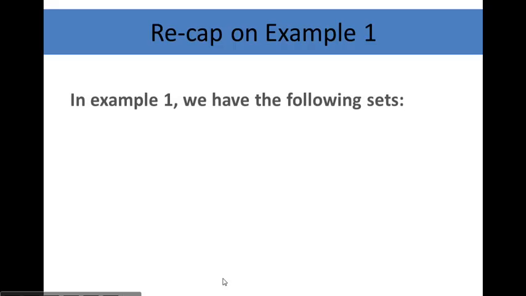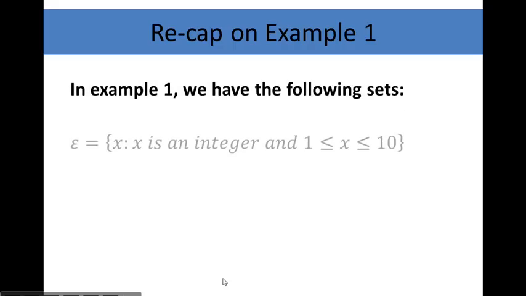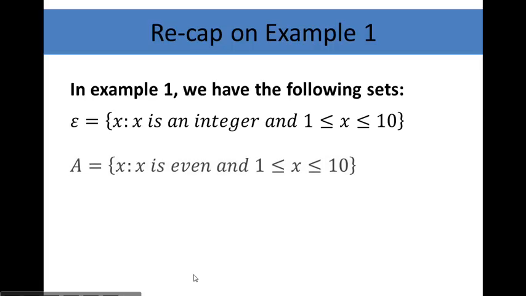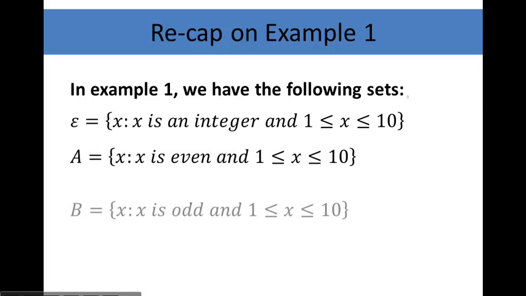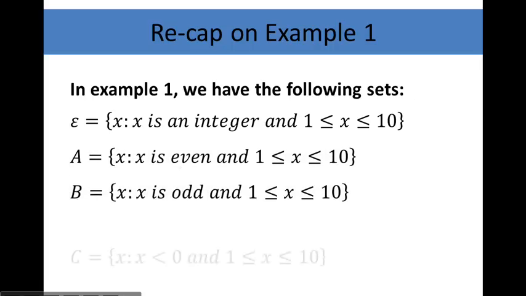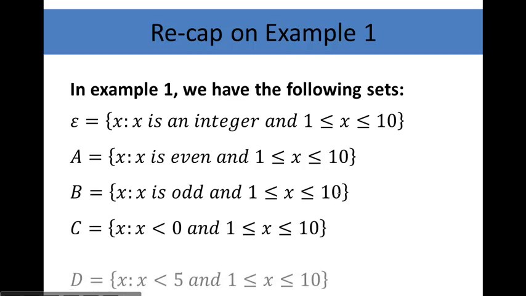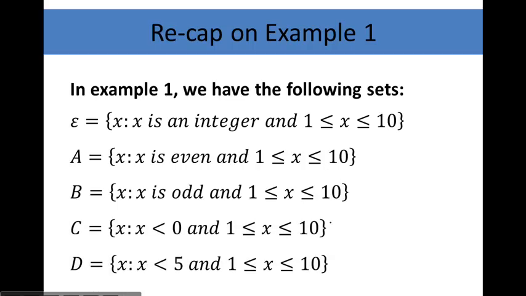So let's recap on example 1. In example 1, we have the following sets, whereby the universal set is a set that contains all integers between 1 and 10 inclusive. A is a set that contains all the even integers. B is a set that contains all the odd integers. C is a set that contains integers which are negative. And D is a set that contains all integers that are less than 5.